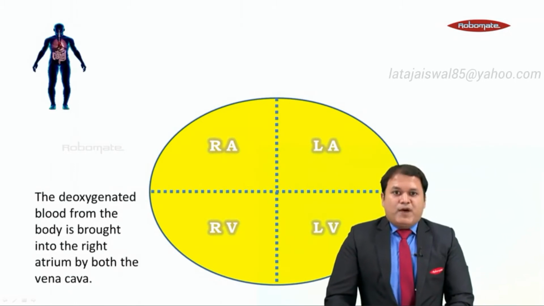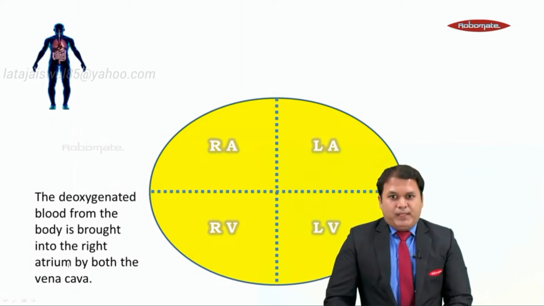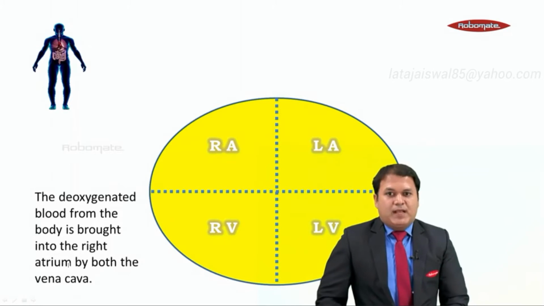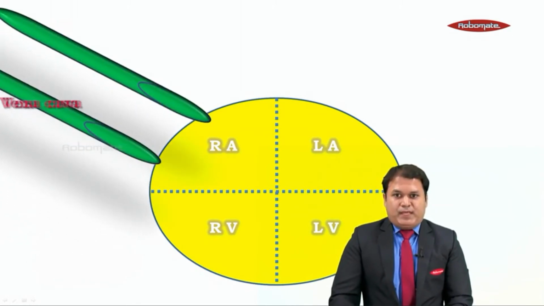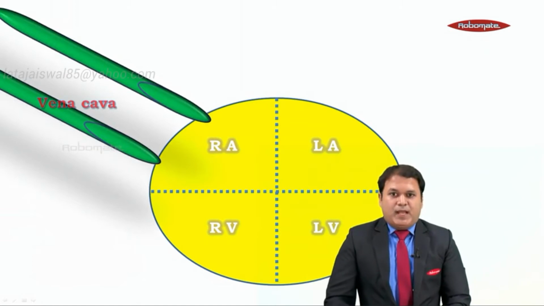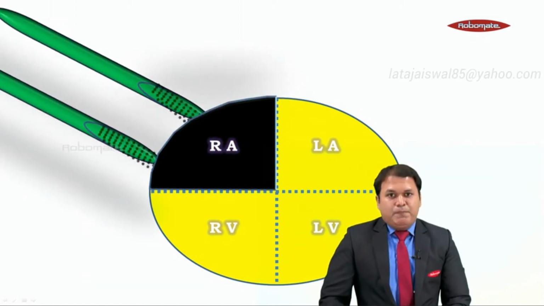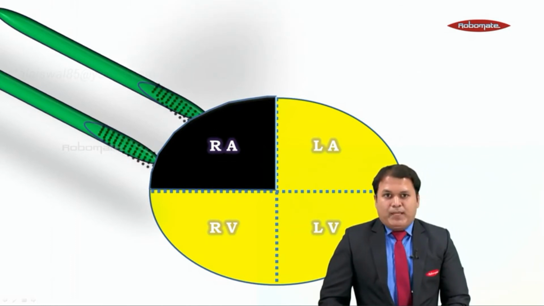Now, first point, the deoxygenated blood from the body is brought into the right atrium by both the vena cava. So here we have the superior and the inferior vena cava, and both the vena cava bring the deoxygenated blood, that is impure blood, into the right atrium. We have denoted impure blood in black color.